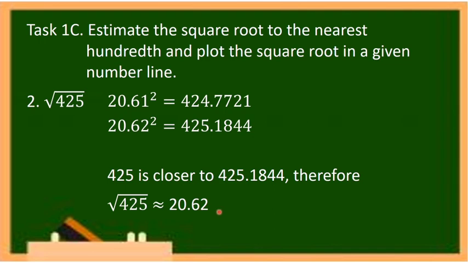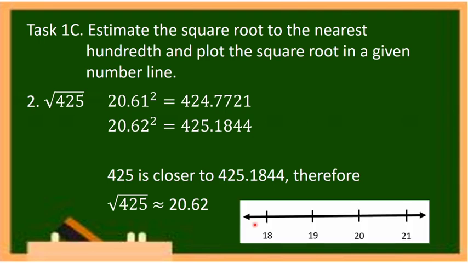And if we are going to locate it on a number line, we have this number line: 18, 19, 20, 21. So 20 and 62 hundredths is nearer to the half between 20 and 21. So the location of the point is something here. This will be the location of the point. It is closer to 21 because it has passed the middle of 20 and 21.